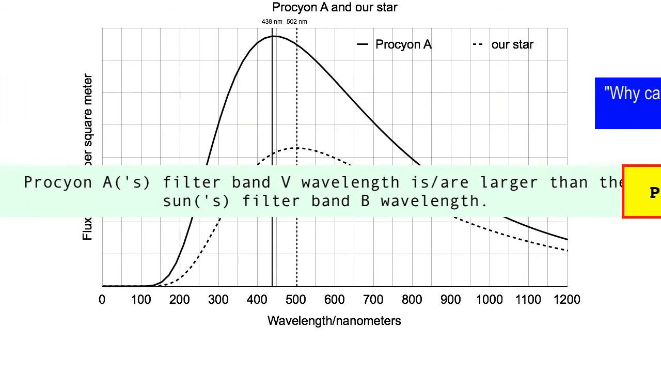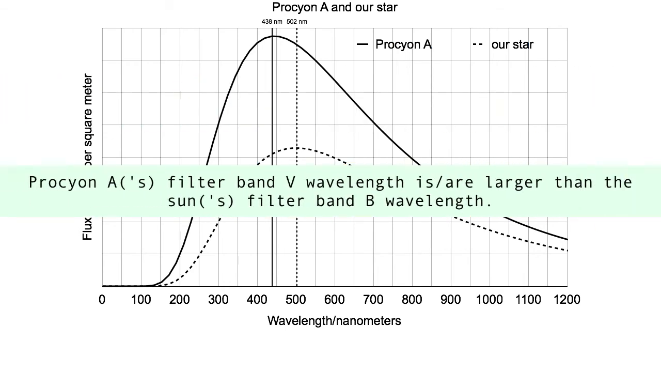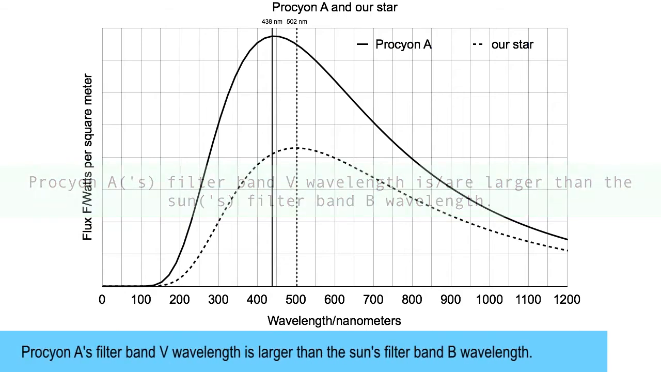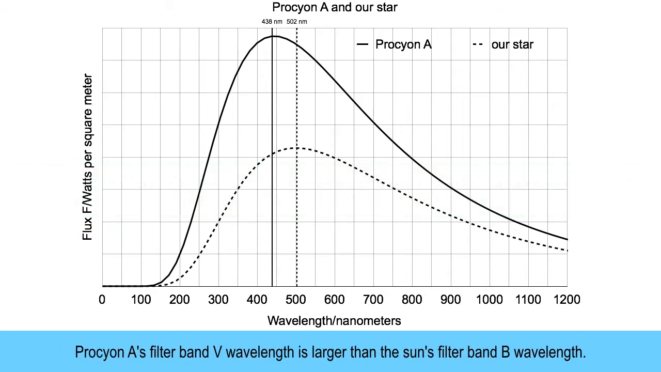Now, here's the straight decode with all the parentheses and stuff. A little bit shaky looking. But through my superior strategy and human intellect, I can clean it up. And here it's still not ultra graceful, but it's workable. Procyon A's filter band V wavelength is larger than the sun's filter band B wavelength.